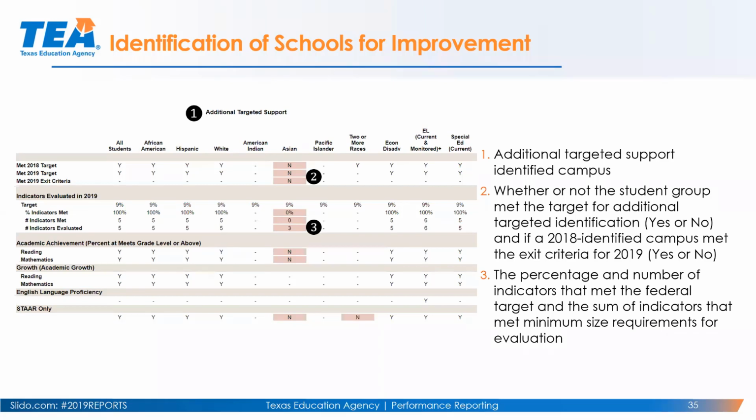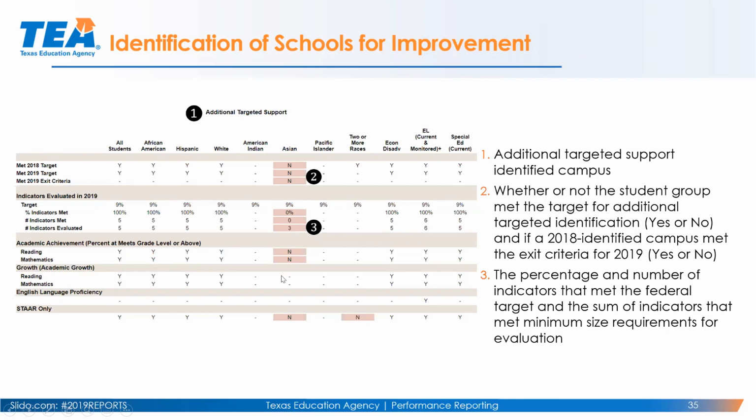So for additional targeted support, we're looking at indicators evaluated in 2019. So the target for this case is 9% for the Asian student group. So the total count of indicators evaluated for the Asian student group was 3. The number of student groups that met the target was 0. Where did that data come from?